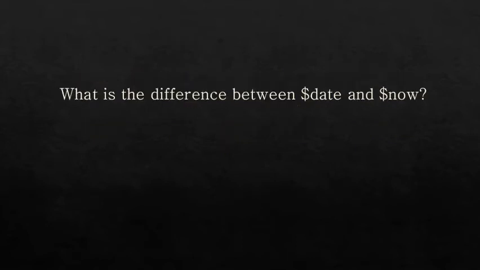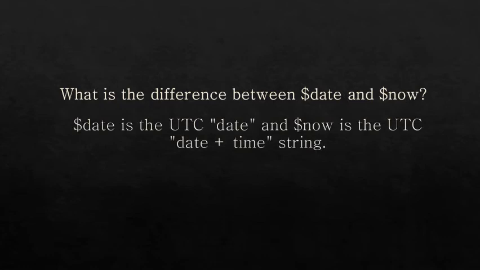What is the difference between date and now? Date is the UTC date and now is the UTC date plus time string.